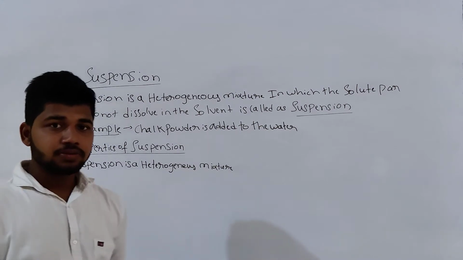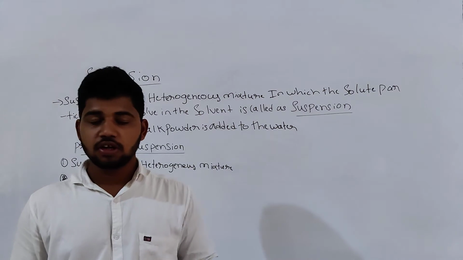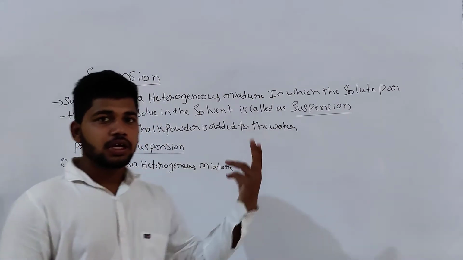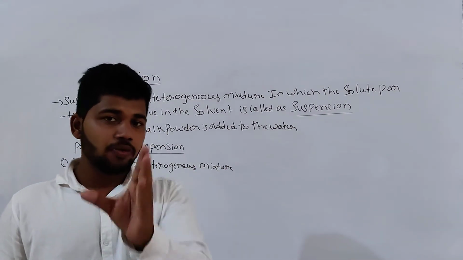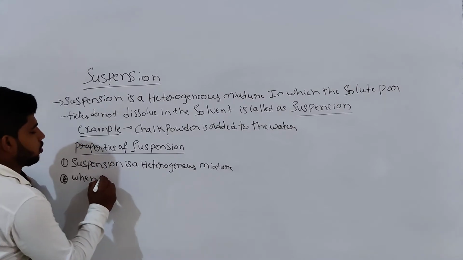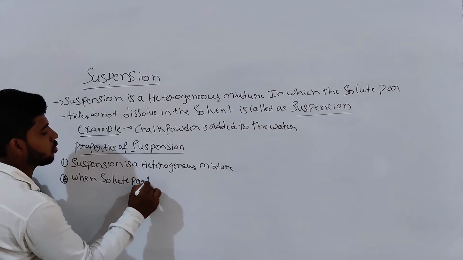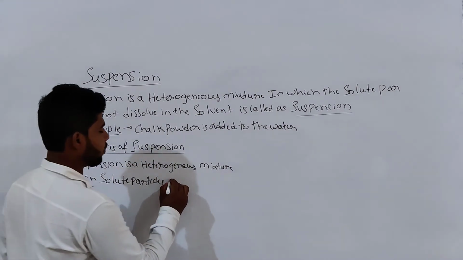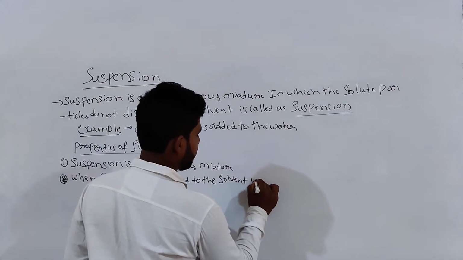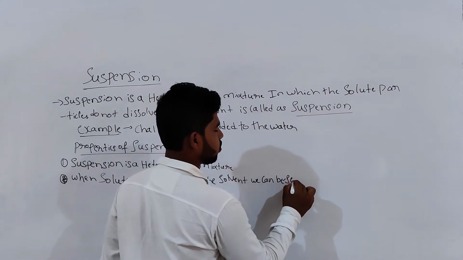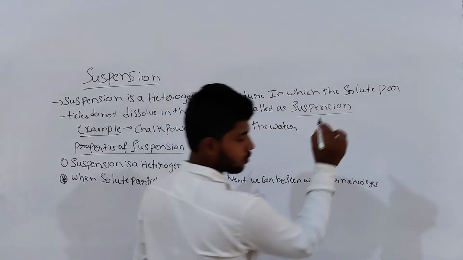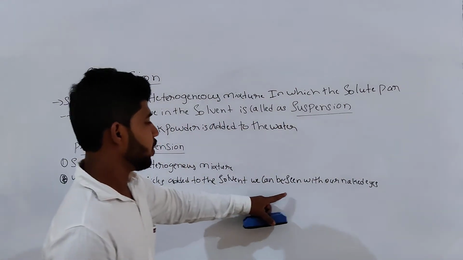In yesterday's class we discussed the properties of the solution. In a solution, when the solute particles are added to the solvent, we cannot see them with our naked eyes. In a suspension, when the solute particles are added to the solvent, we can see them with our naked eyes. That is the second point.